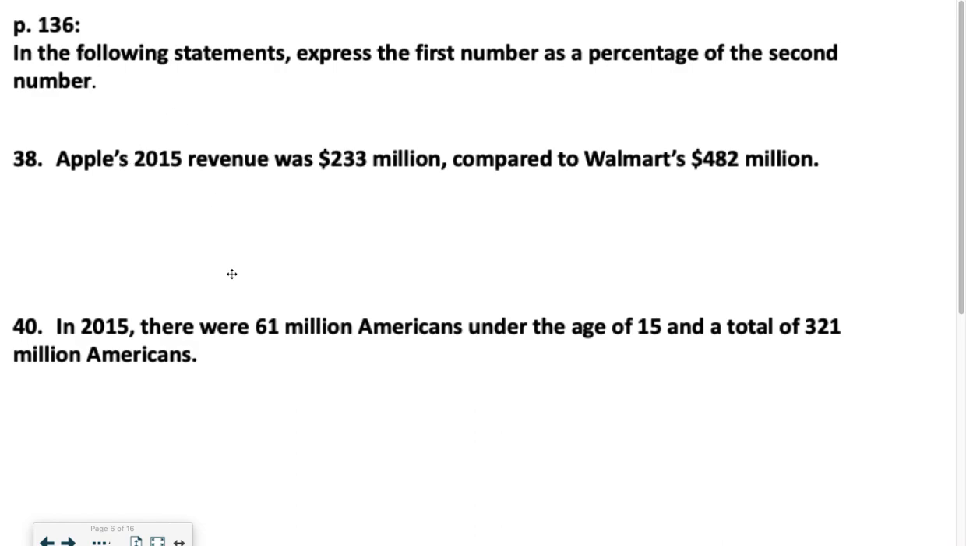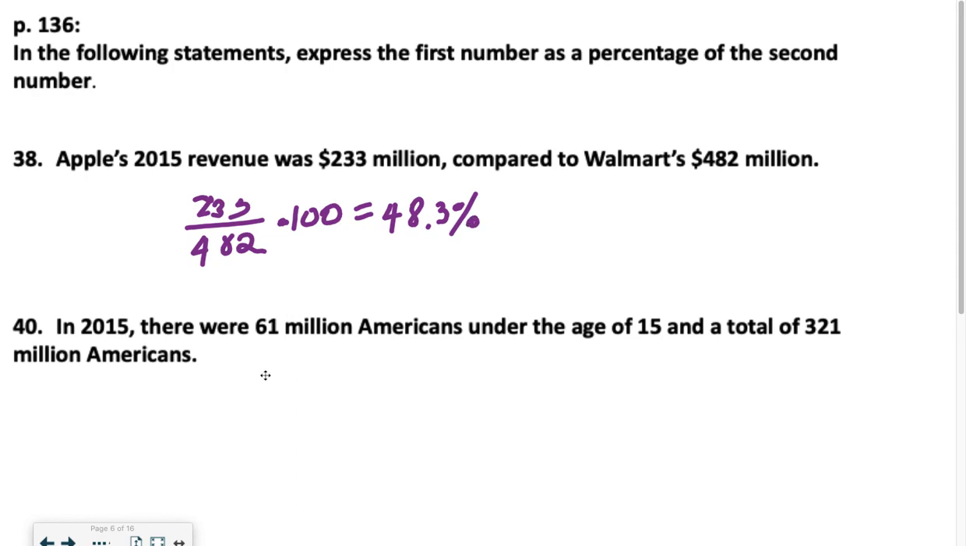Apple's 2015 revenue was $233 million compared to Walmart's $482 million. So we want to express the first number as the percent of the second number. So the first number is 233, and you can leave it as 233 because the million is the same as the million there, over 482. Now remember, this is a part over a whole, or the first number over the second number, so if you want to add the times 100, you don't have to do the moving two places at the end, 48.3%.